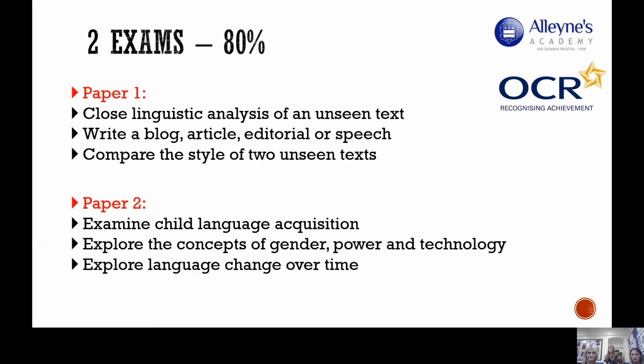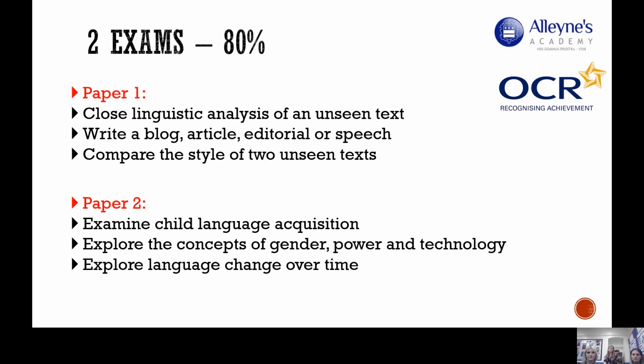So just a quick overview of how you will be examined on the course. There are 2 exams that you sit at the end of year 13. They are worth 80% of your final grade. On paper 1, you have 3 sections. You will closely analyse one unseen text. You will then write a piece of work of your own, whether it be a blog, an article, an editorial, or a speech. And then the 3rd section is to compare 2 texts, again, unseen until the day of your exam.